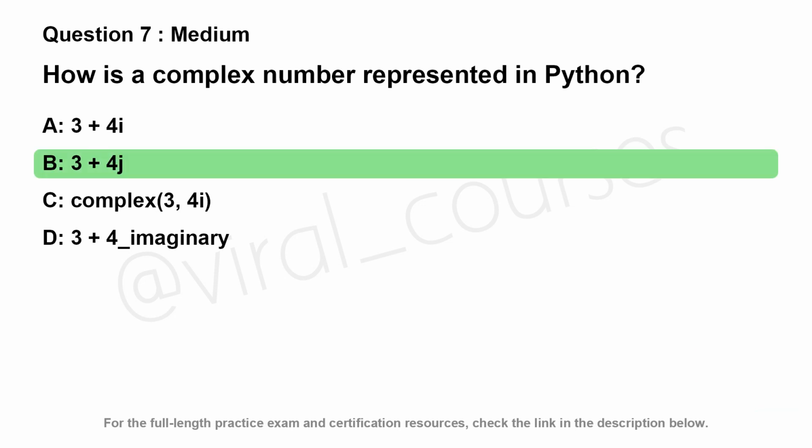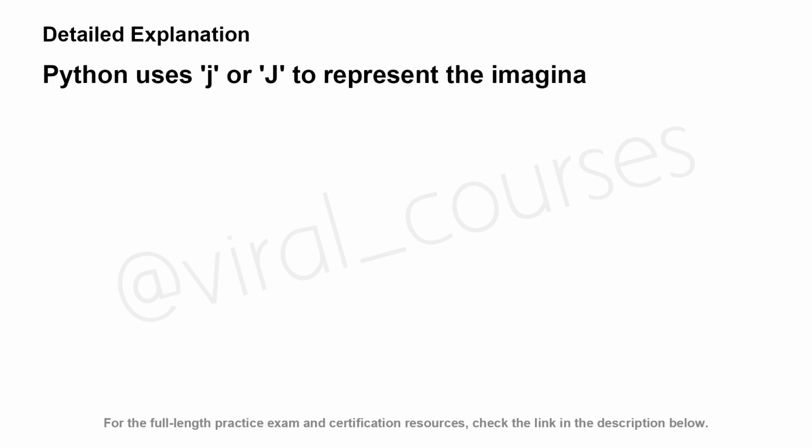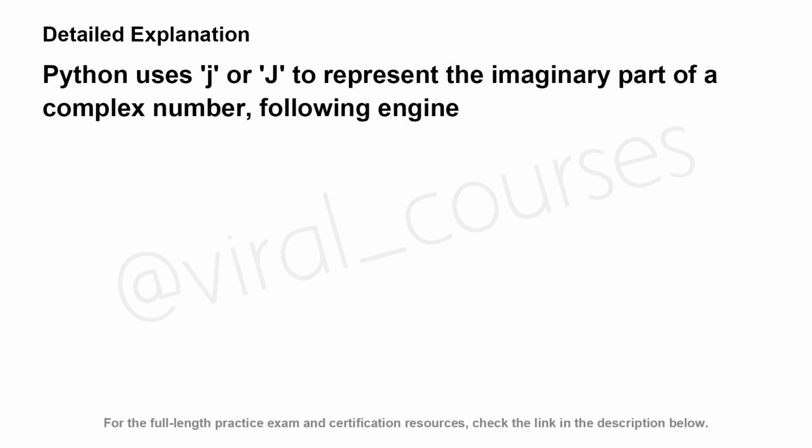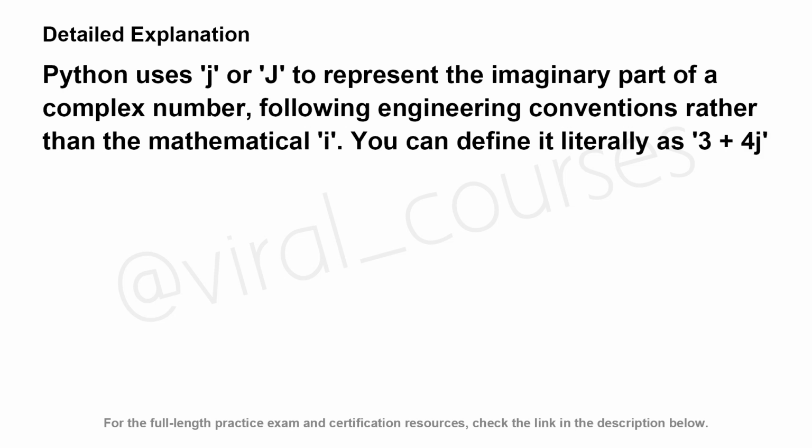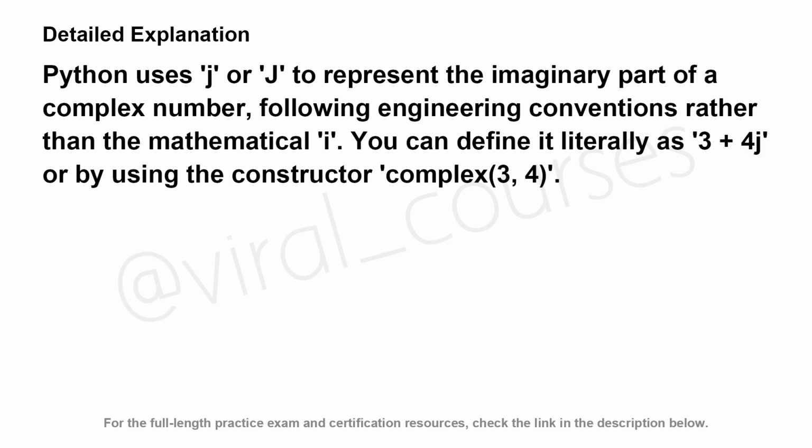The correct answer is B. Python uses j or J to represent the imaginary part of a complex number, following engineering conventions rather than the mathematical i. You can define it literally as 3 + 4j, or by using the constructor complex(3, 4).